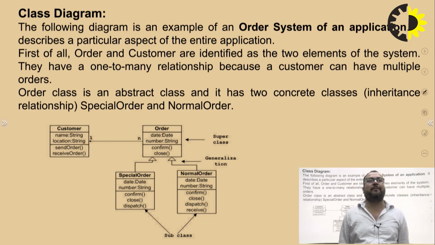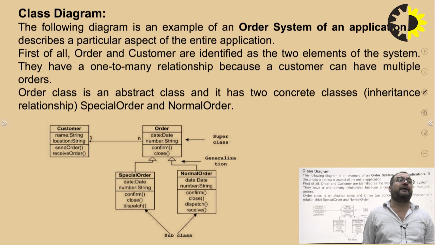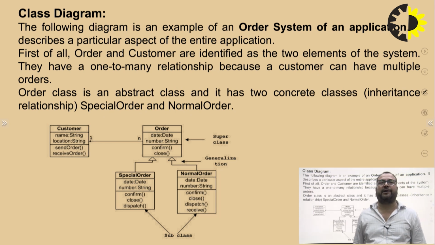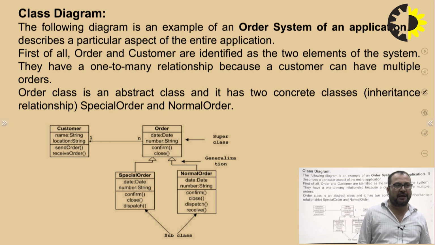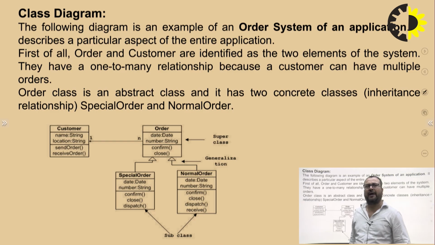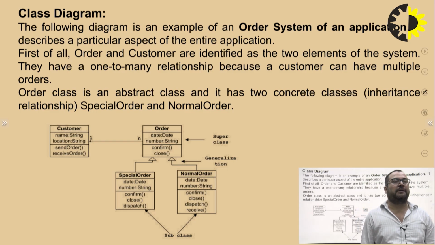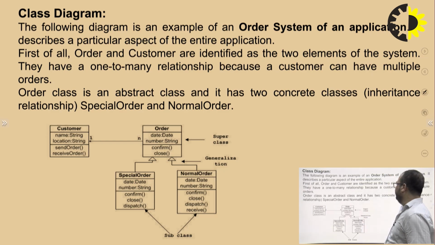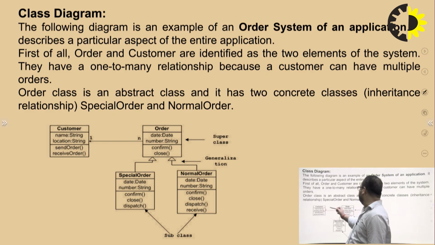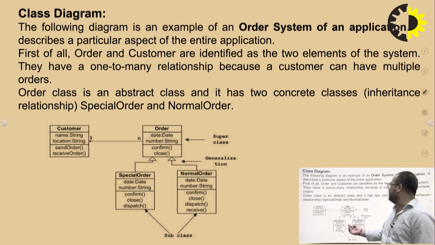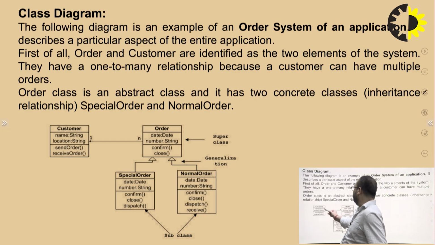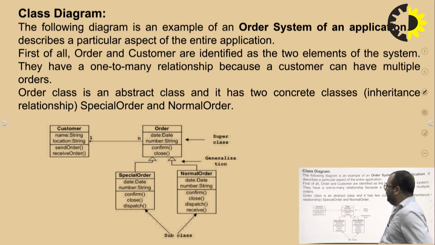The class is represented by a rectangle, and the rectangle can have three sections. One section includes the name of the class, another includes the member variables, that is, data, and the third includes the names of the functions. For example, this is a class diagram. Here Customer is a class, name and location are the variables, and send order and receive order are the functions.